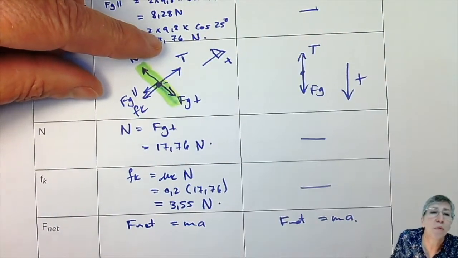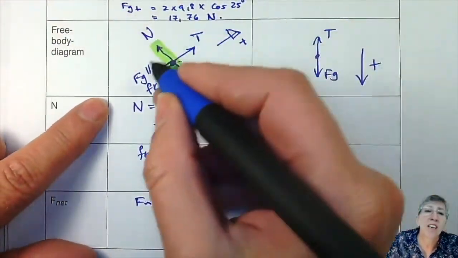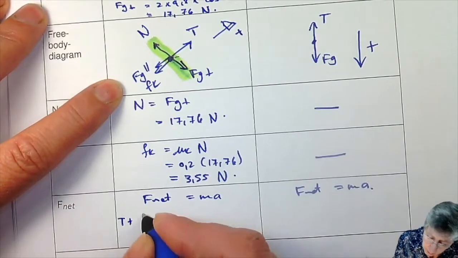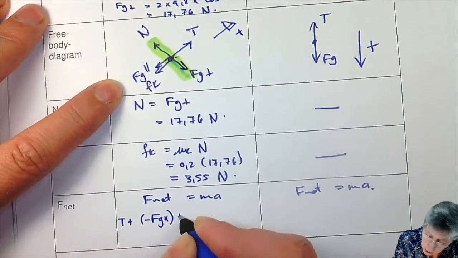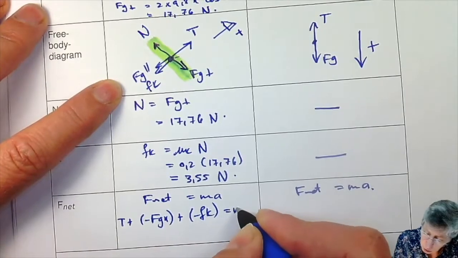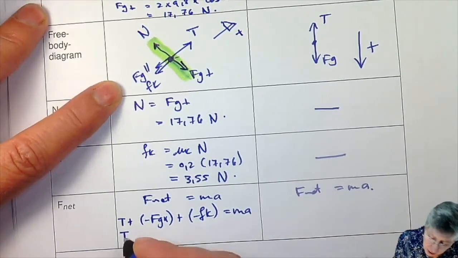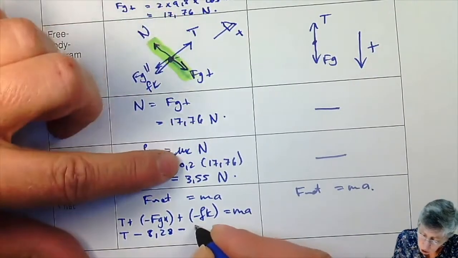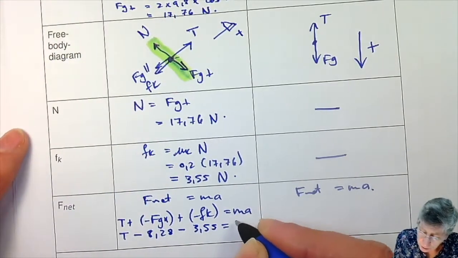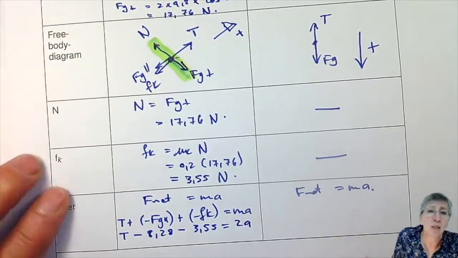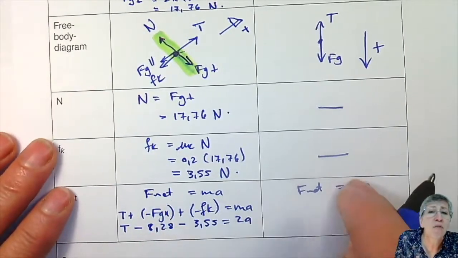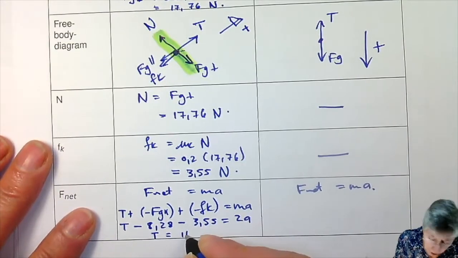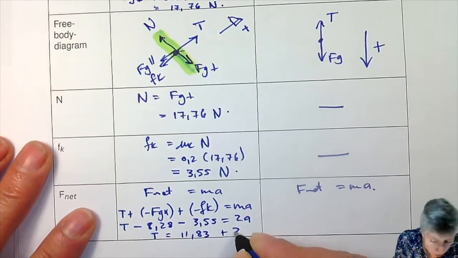Now, F net is the sum of all the forces, and we're looking at all the forces in the direction of movement. Now, T is a positive force, so that will be T plus minus Fg parallel plus minus Fk. That will be equal to m times a. So you have there T minus that parallel one, we've already worked out 8,28, minus the friction, we've already worked out 3,55, and the mass of this one is 2, and a is also unknown. So I've got two unknowns, but I've got a second object to work with. So let's just write T equals, and that will be 11,83 plus 2a.